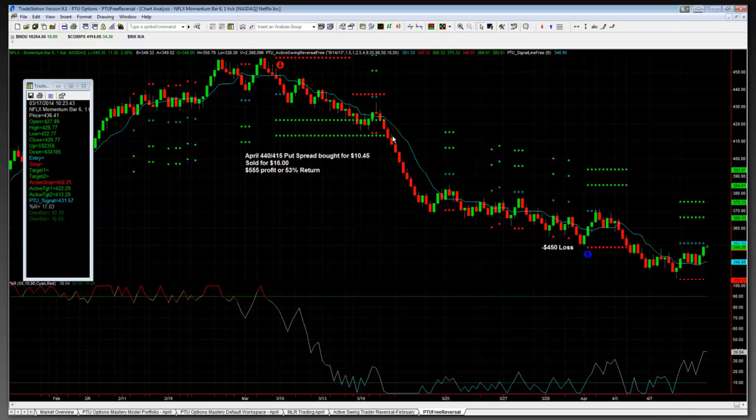So I closed out of this trade. I booked a 53% return. I booked $555 worth of profit. So just a really nice move to the downside. As a result of that selling, we got oversold on %R.